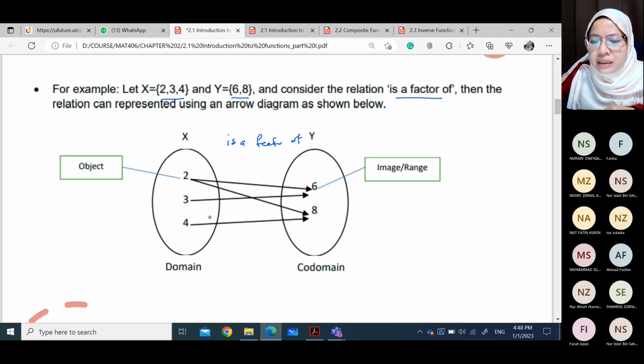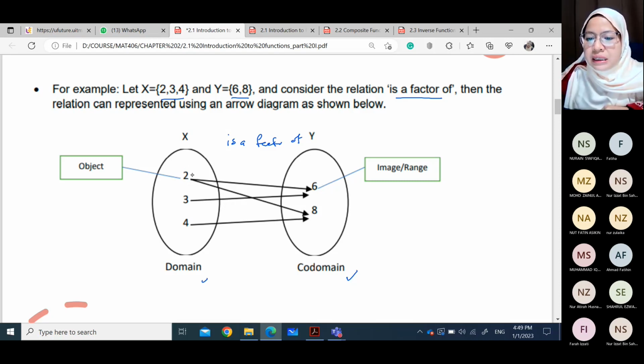Okay, so based on this, set in X kita panggil sebagai domain. Okay, and then kita mapping kepada Y, so Y we call it a codomain. So dalam X ni kita boleh juga katakan yang X ini adalah input dan Y juga adalah output. Boleh juga kita kata macam tu. So in other words, we can also say that elements in X, which are 2, 3, 4, are objects, and they are mapped to the image ataupun range, which is 6 and 8.